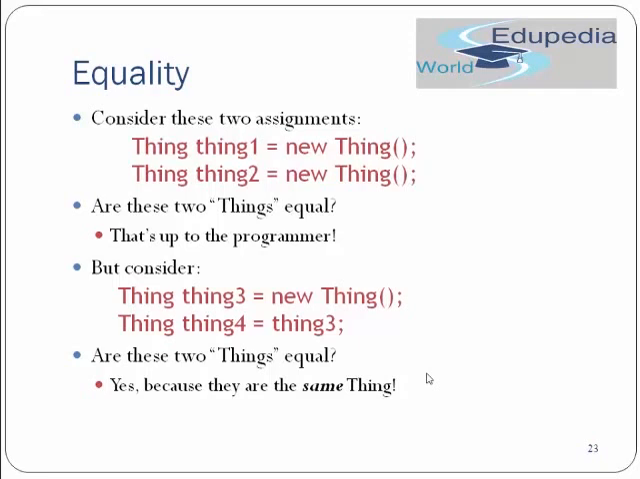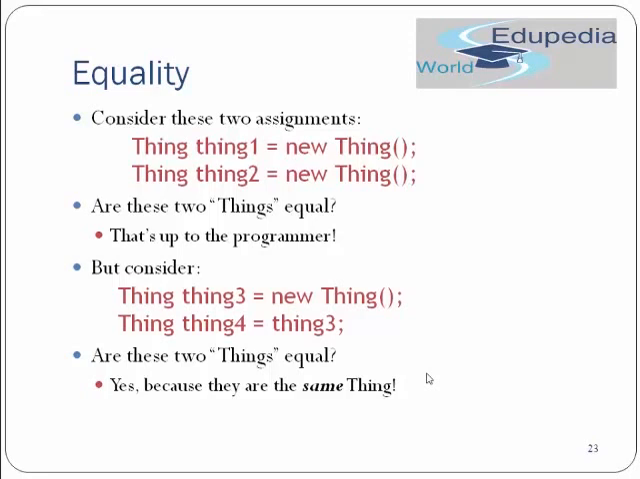Now let's study assignment. When do you consider two things as equal? When I say thing1 equals new Thing and thing2 equals new Thing, are these two equal? Well, it's actually up to the programmer. But consider this: thing3 equals new Thing, and then thing4 equals thing3. Are these equal? Yes. Why? Because they are actually the same thing.